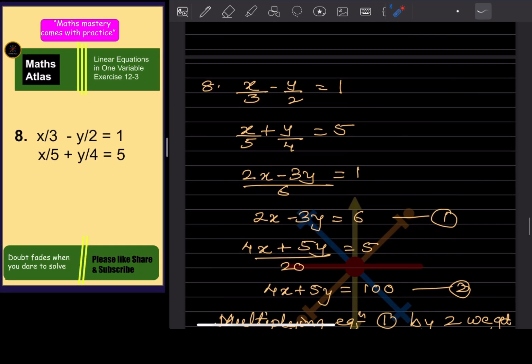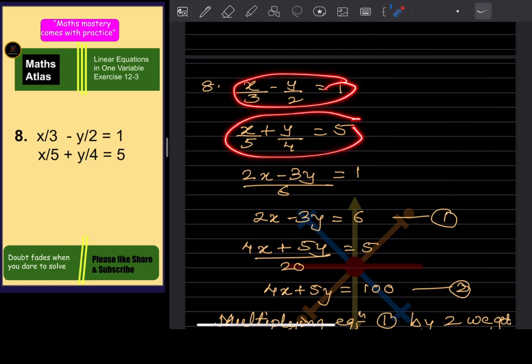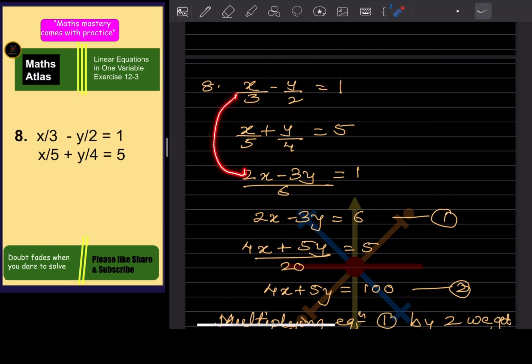Now here, same. These are the two equations given. Now let us see the first equation. Here the denominators are different, so we'll take the LCM of it. That is going to be 6. So this is going to be 2x minus 3y divided by 6 is 1. So 2x minus 3y, this 6 will go on this side, that will get multiplied, that will be 6.